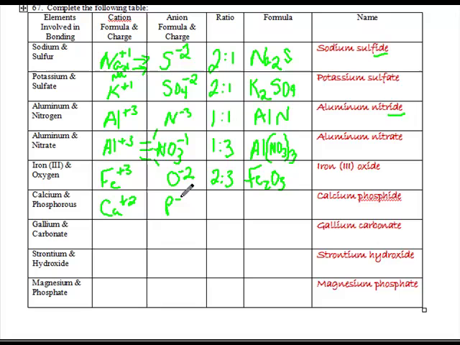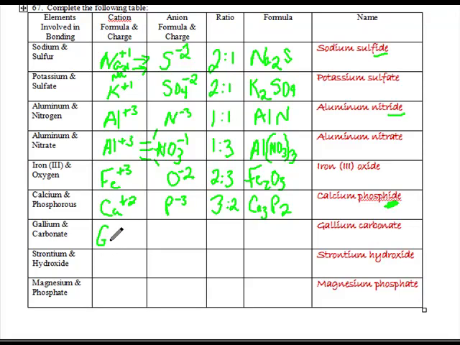Calcium and phosphorus. Calcium's +2. Phosphorus is P-3. Notice it's not phosphate, it's just phosphorus right off the periodic table, so the ending of the name is going to be phosphide. Crisscross these guys, it's going to be a 3-to-2 ratio, Ca3P2.